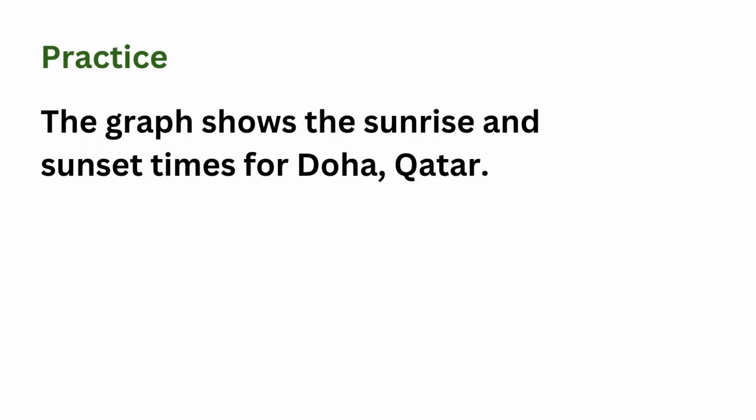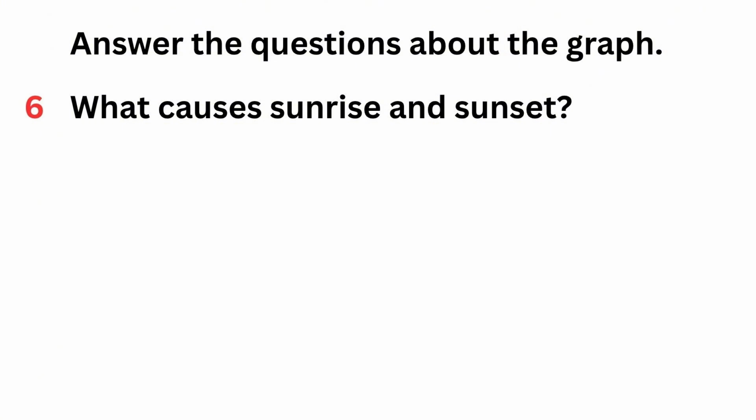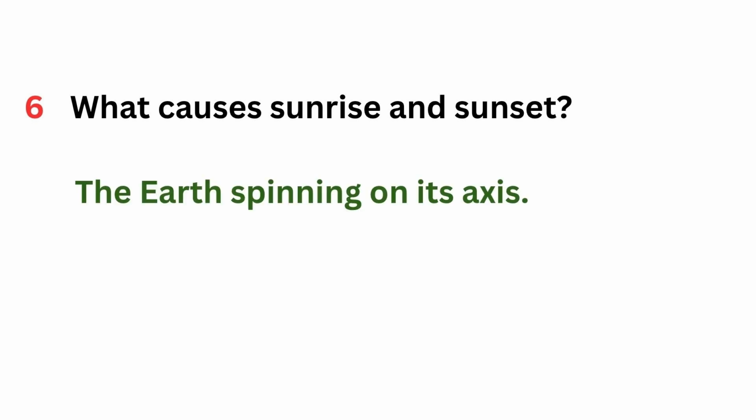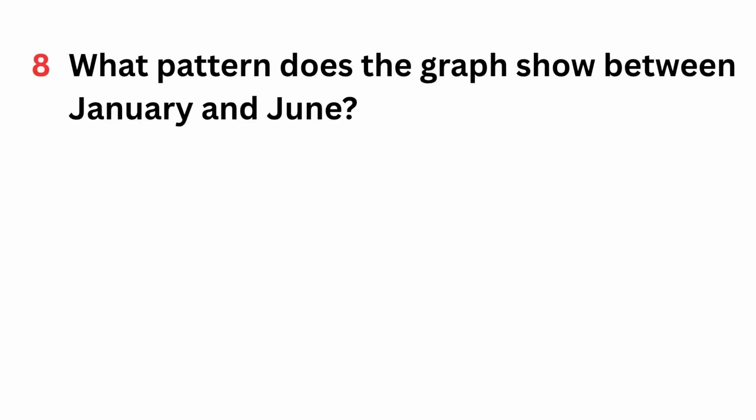Practice. The graph shows the sunrise and sunset times for Doha, Qatar. Answer the questions about the graph. Question 6. What causes sunrise and sunset? The Earth spinning on its axis. Question 7. What does the shaded area represent? The length of day.